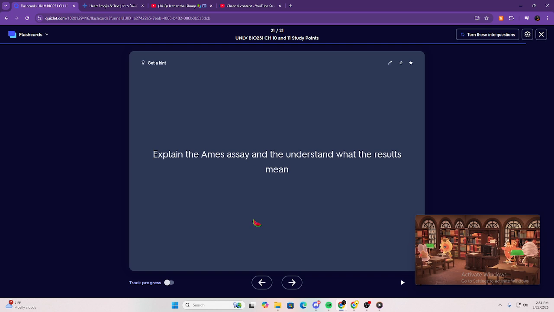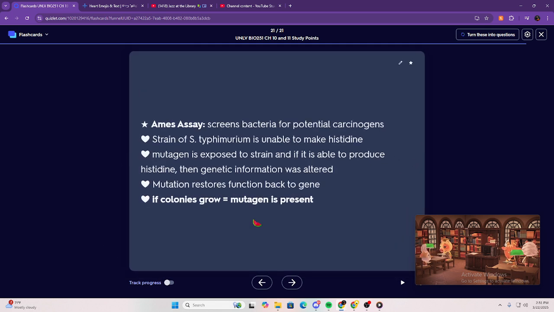Explain the Ames assay. It's one of our mutagenesis assays, and basically the same thing. It screens bacteria for potential carcinogens, but specifically, if colonies grow on your Ames assay, then that means a mutagen is present. You don't really need to know the details, like pouring histidine, but if colonies grow, a mutagen is present on the Ames assay. And that's it.